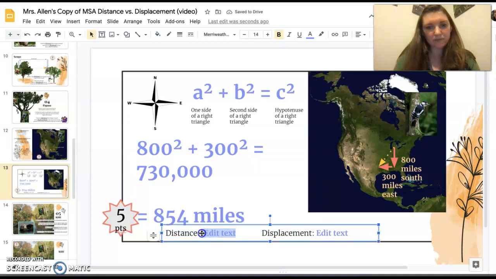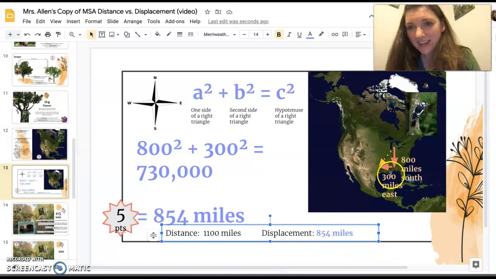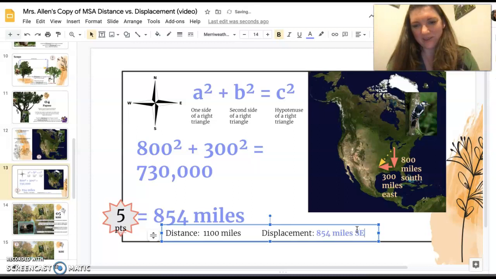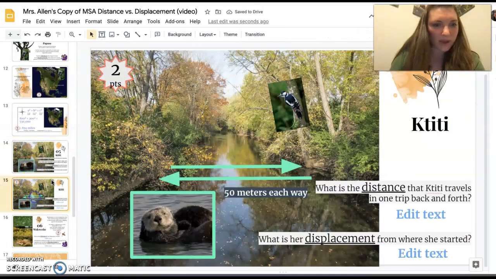So distance, 1,100 miles. Don't forget to put units there. Displacement is going to be 854 miles. And oh my gosh, do you know what else I did on this one? I wrote east and it actually is pointing west. So whatever, south, east, southwest, whatever you want to write there is totally fine. Goodness gracious.